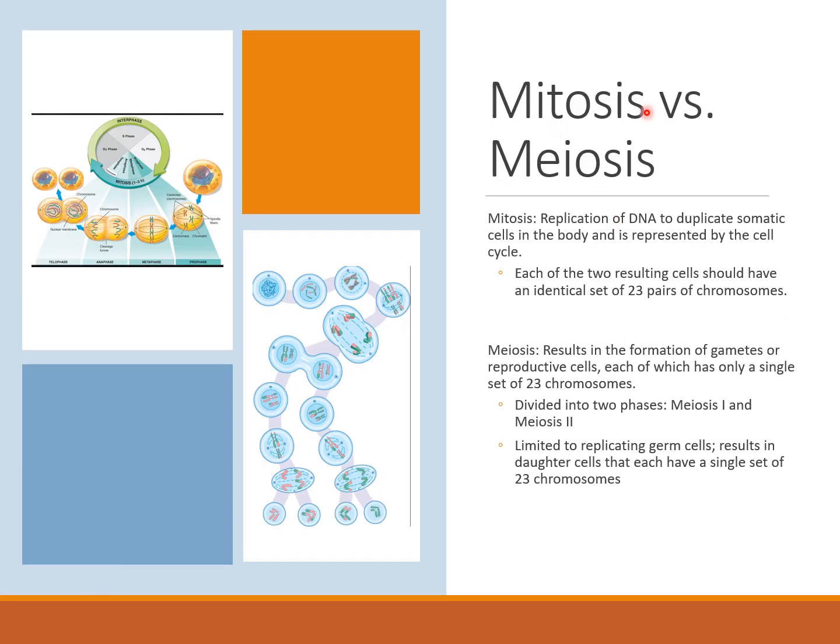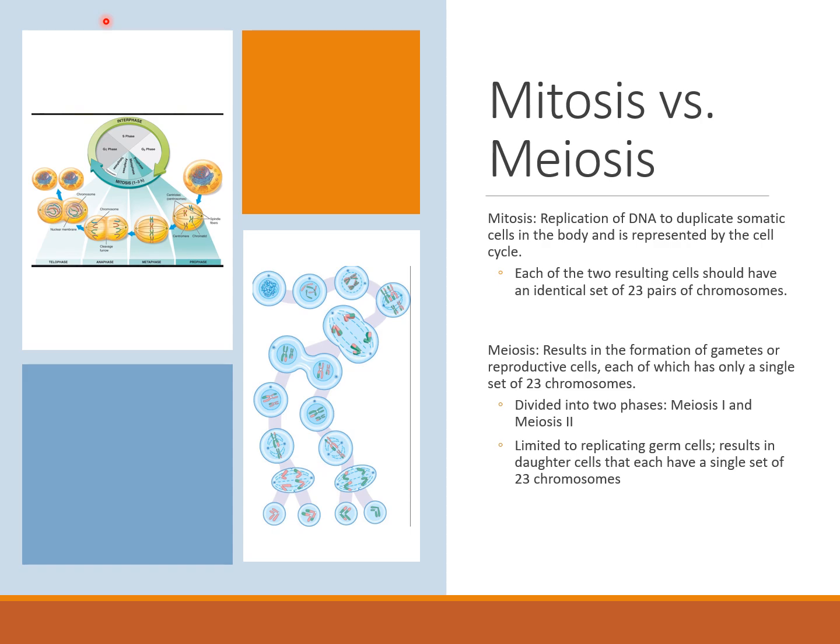So how do we get that cell replication, that replication of DNA that gives us those autosomes or sex chromosomes? There are two processes by which the cells divide and replicate their DNA material.